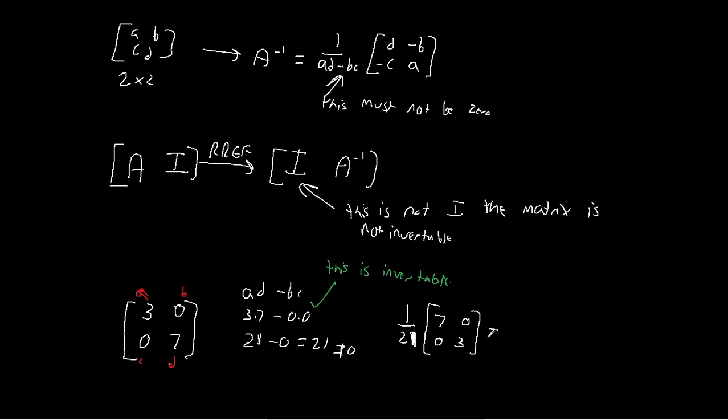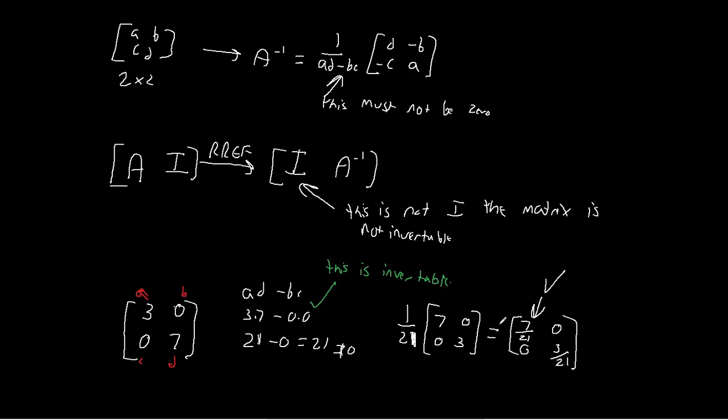So let's do the math here. Scalar multiplication means we multiply each element by the scalar. So we end up with 7 times 1 over 21, which is going to be 7 over 21. That's still going to be 0. That's still going to be 0. And we end up with 3 over 21 as well. These are both fractions, and we're going to leave them as such, and this would be our answer.